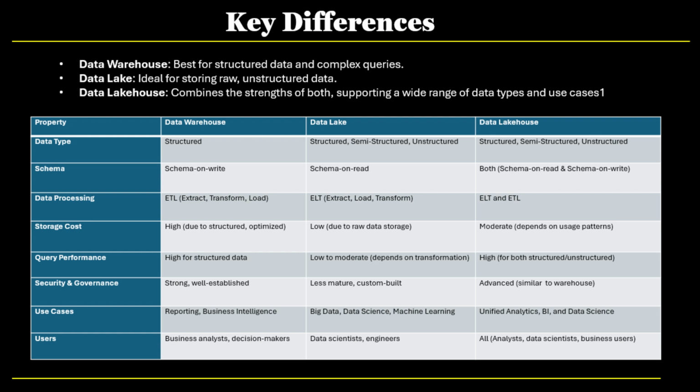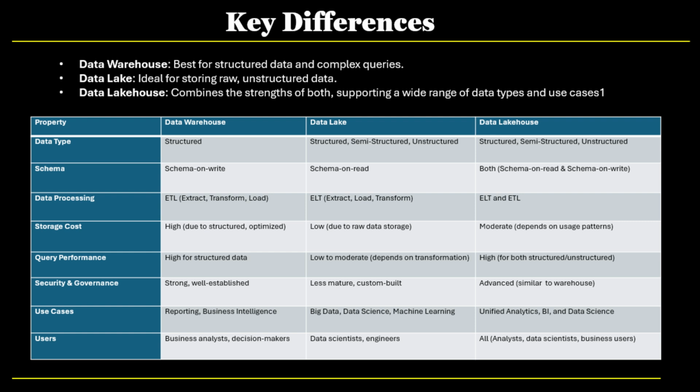And the next property is security and governance. Data warehouse uses strong and well established security systems, making it reliable for sensitive data. Whereas data lake, it's less mature security. Custom solutions are often needed to manage security and data governance. Coming to data lakehouse, it uses advanced security features like data warehouse, making it secure while handling different types of data.